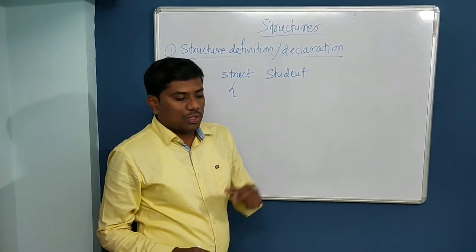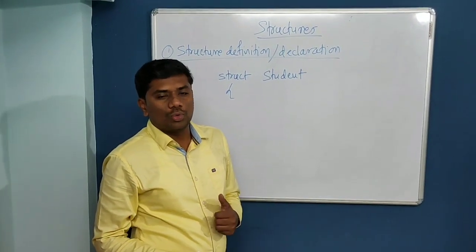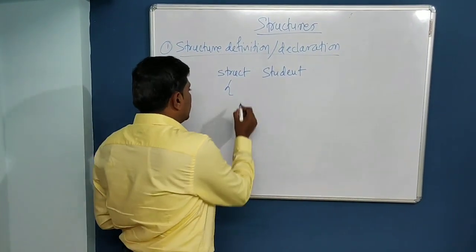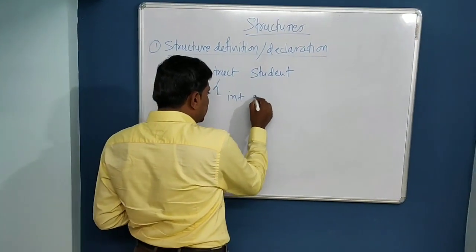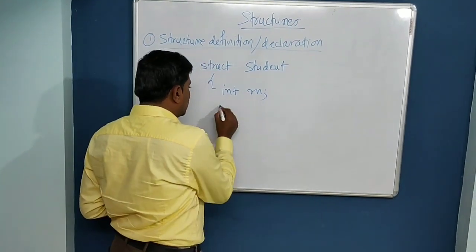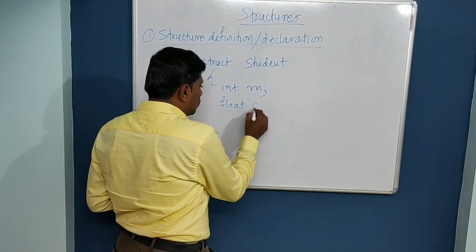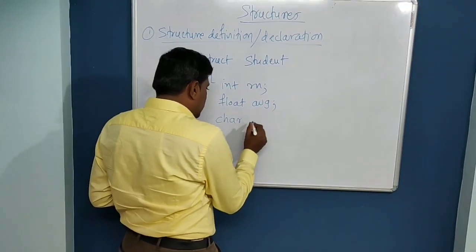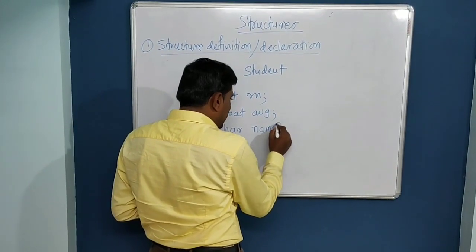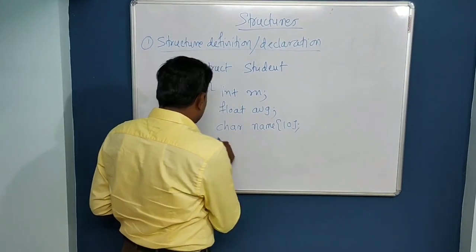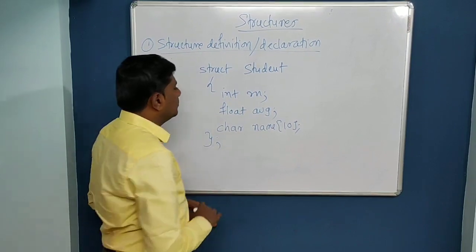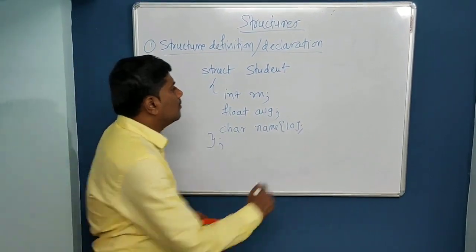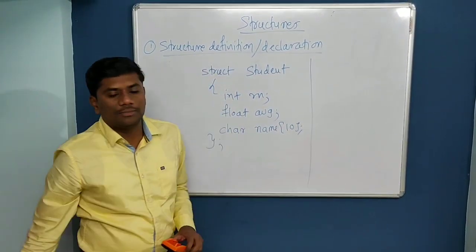Suppose I want to store roll number of student, average of student and name of student. So I can take roll number in integer, then average in float, and then name of student in character array, and then ending semicolon. This is an example of structure definition.